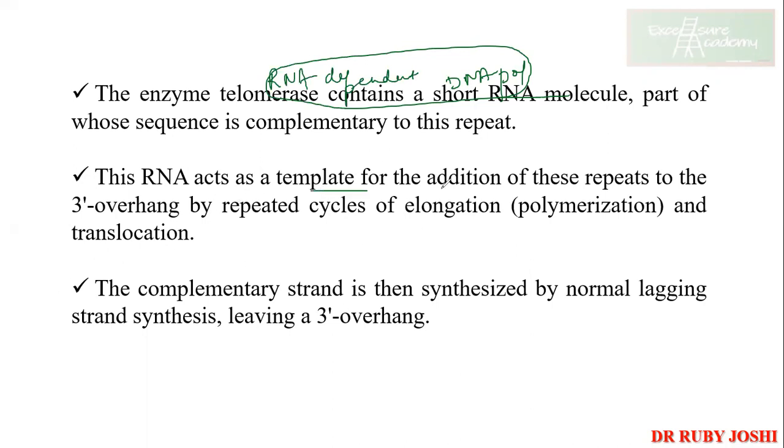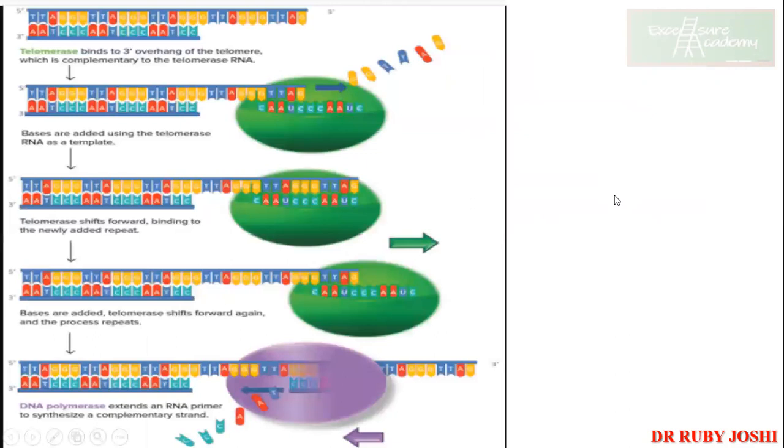So this RNA acts as the template for the addition of the repeats, and then finally what you get is the overhang. I'll show you the figure. This is the very basic figure of how a telomerase is functioning. And this is not what they are going to ask in the exam. This is just for your understanding, first time understanding.